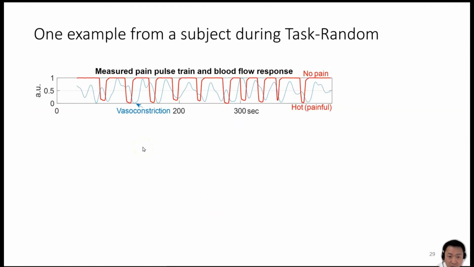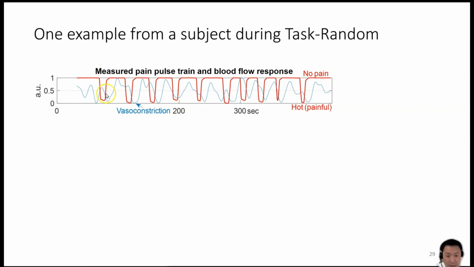Now, these two are the superimposed signals, and for our convenience, and just for the illustration, I flipped the pain signal upside down. That means in this analysis, I actually took the cross correlation between the unflipped signal, where the heat signal will go up, versus the blue vasoconstriction response signals. So we're looking for the best negative correlation between the two.